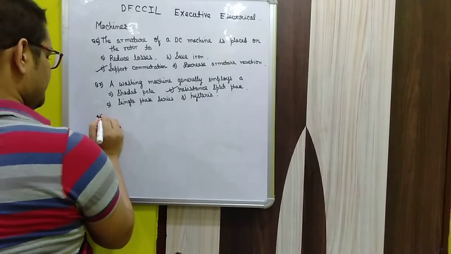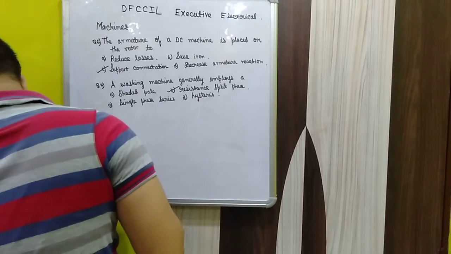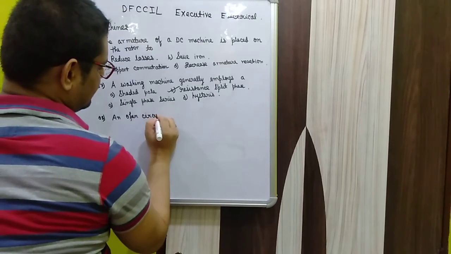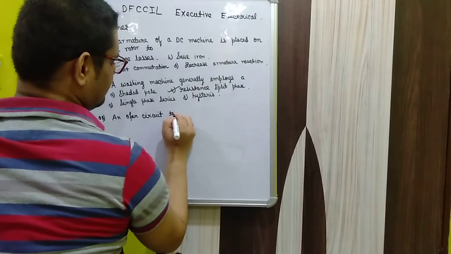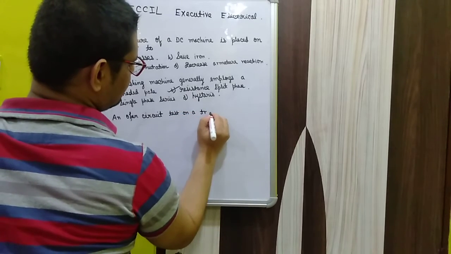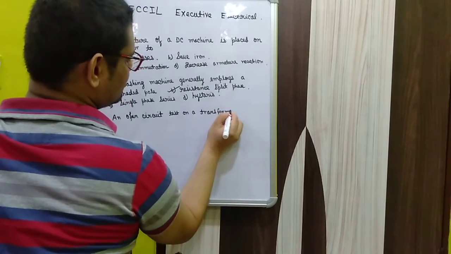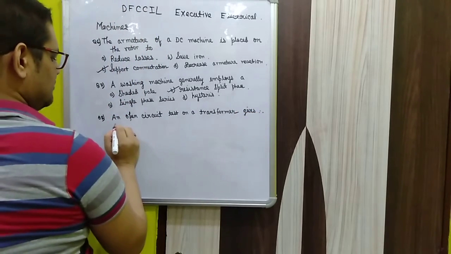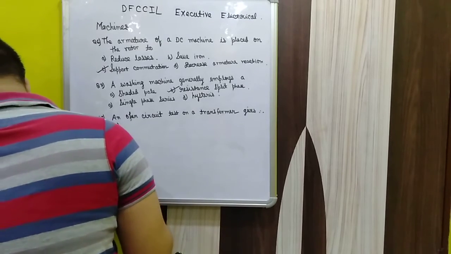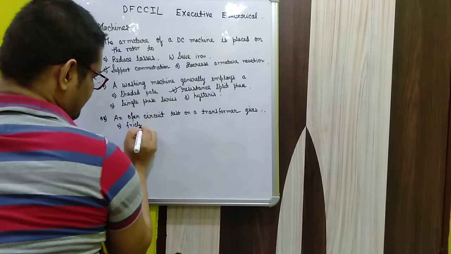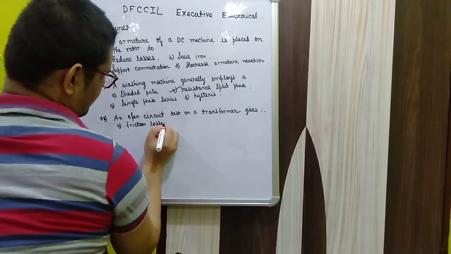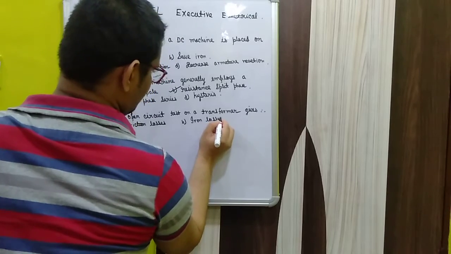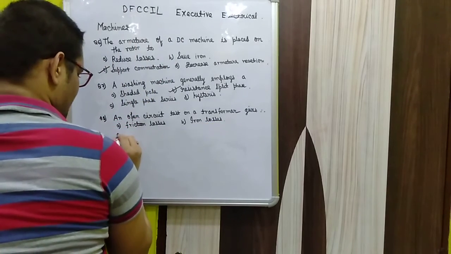Now I go to question number 8. Open circuit test on a transformer gives, so why is the open circuit test done on the transformer? This is the question. Option A is friction losses. Option B is given as iron loss. Option C is given as total loss.